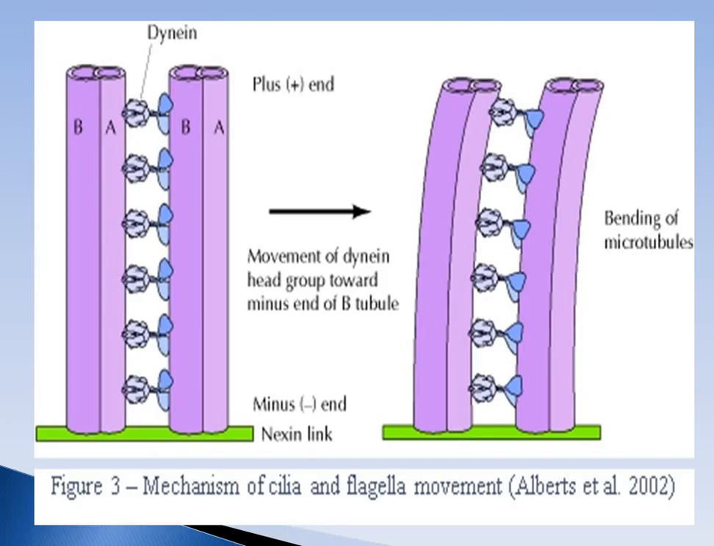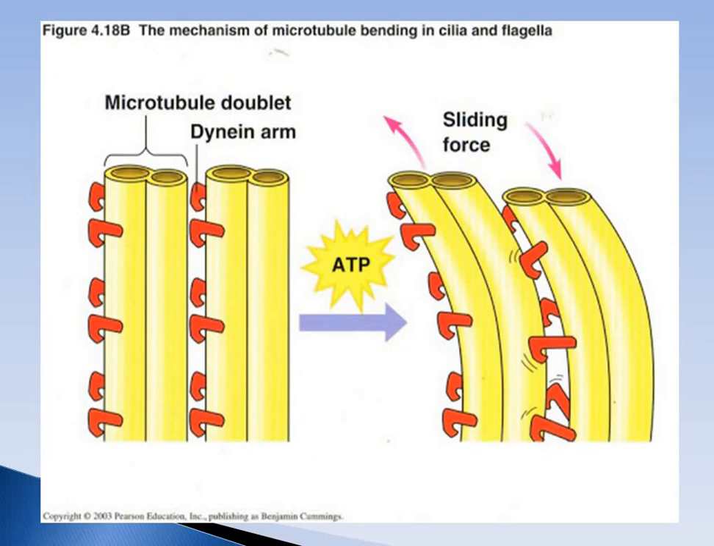This is another figure that shows the dynein arms. This is one doublet. This is the A tubule. This one is the B tubule of this doublet. This is the second doublet with A and B tubule. You see the dynein arms which are present at the A tubule of one doublet. They attach to the B tubule of the second or neighboring doublet, and then they pull it. So they help in the bending of these doublets, and when they bend, the cilia or flagellum bend.